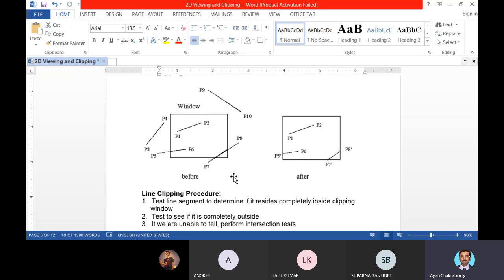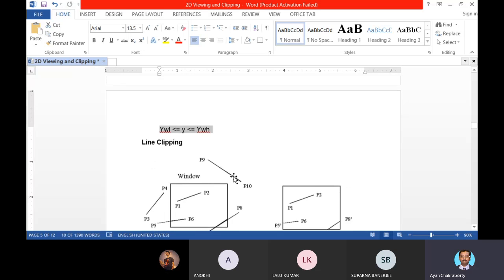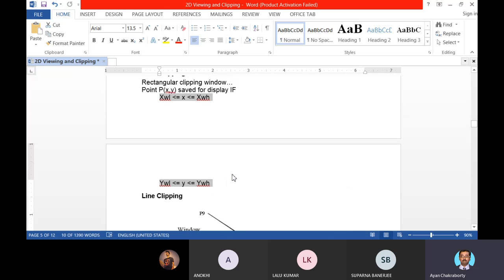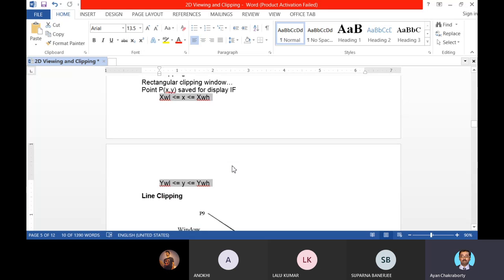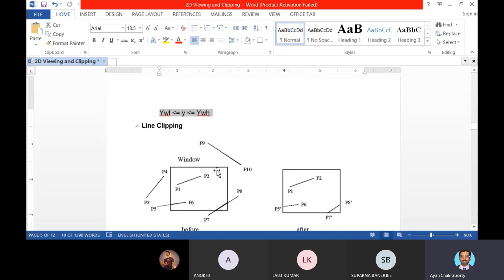How will you check that? Just now I have told you, in point clipping, if the coordinate of an endpoint is within the range of XWL, XWH and YWL, YWH, then that particular point is inside the window frame, inside this rectangular window frame.